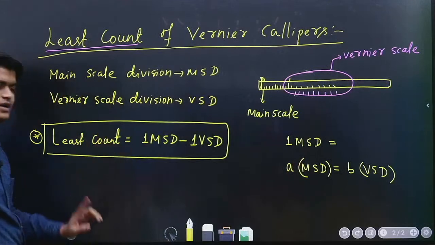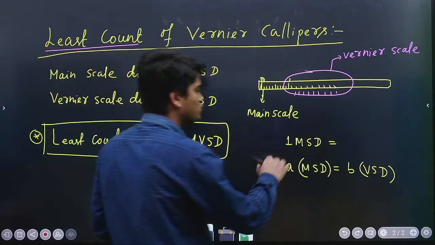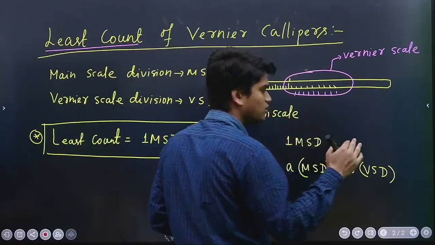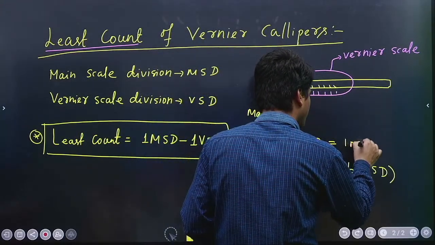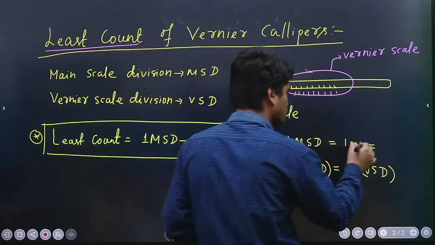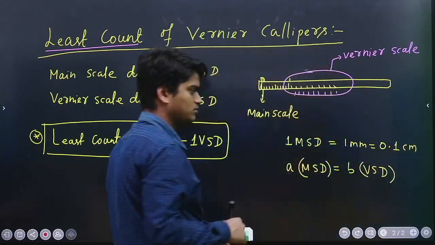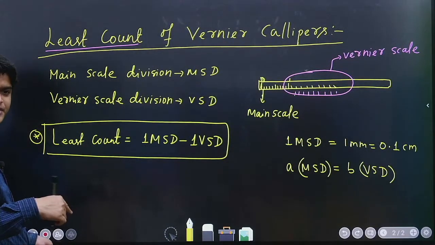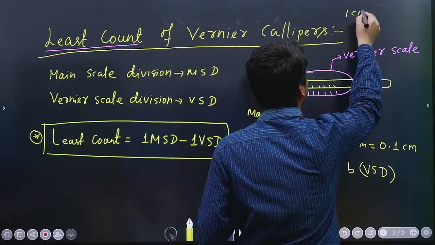After that you can find the least count. Yes or no? Now MSD they will give. Suppose 1 MSD in the normal scale. Normally, if you are taking a normal scale, 1 MSD is 1 millimeter. How many centimeters can I write for 1 millimeter? 0.1 centimeter, because you know the relation between centimeter and millimeter: 1 centimeter equals 10 millimeter. Remember this: 1 centimeter equals 10 millimeter.